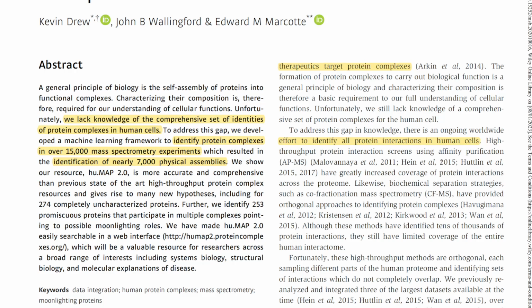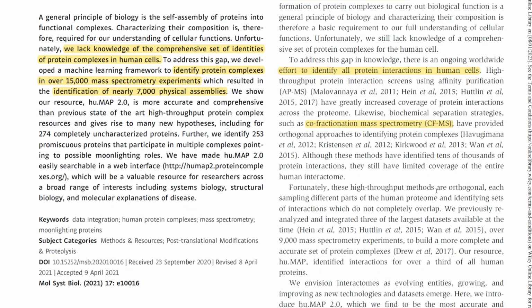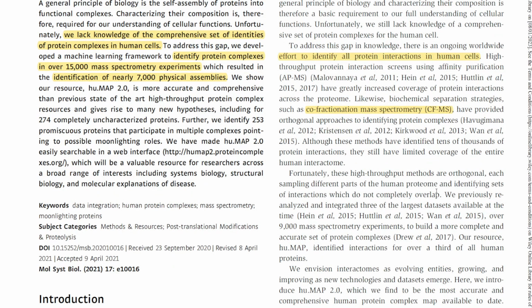Likewise, biochemical separation strategies, such as cofractionation mass spectrometry, CF-MS, have provided orthogonal approaches to identifying protein complexes. Although these methods have identified tens of thousands of protein interactions, they still have limited coverage of the entire human interactome. Fortunately, these high-throughput methods are orthogonal, each sampling different parts of the human proteome and identifying sets of interactions which do not completely overlap.